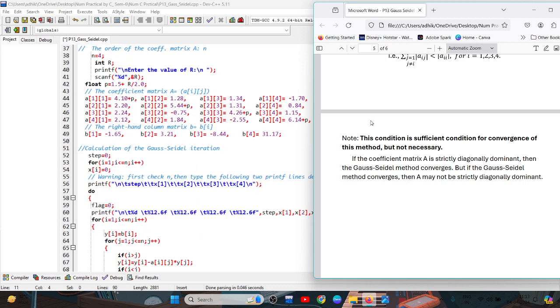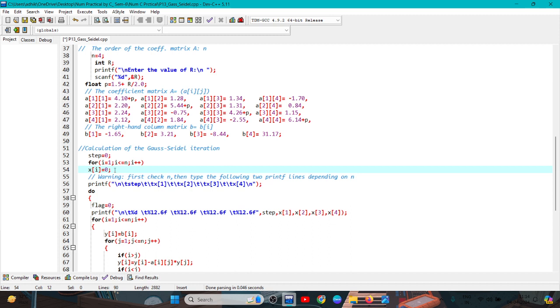And this step 0, this is the initial step. xi equal to 0, we here choose the initial value of x, the initial values of x.